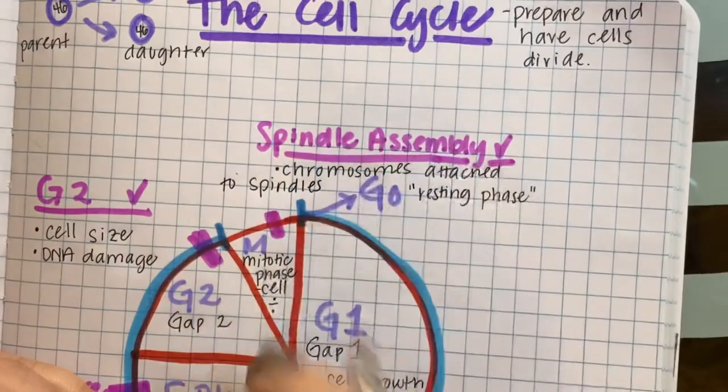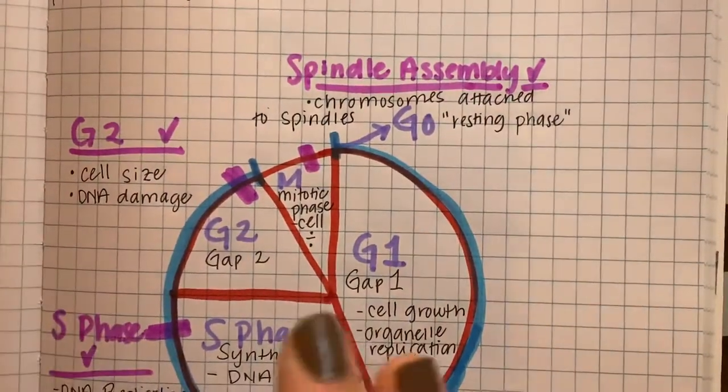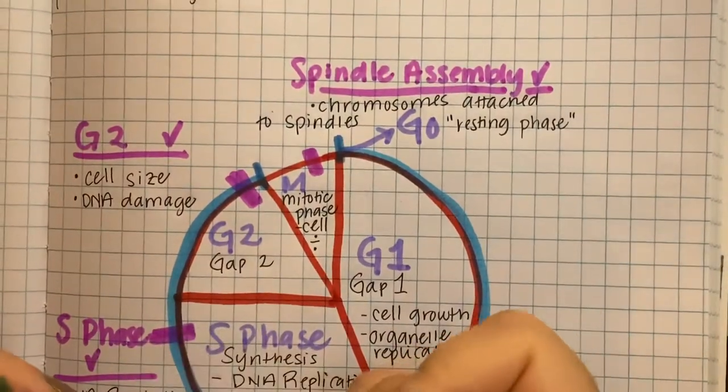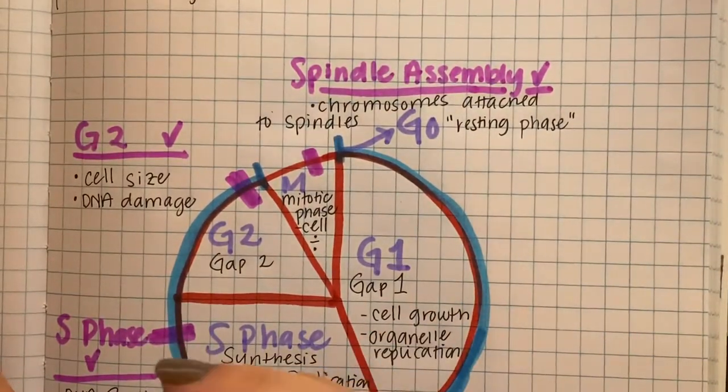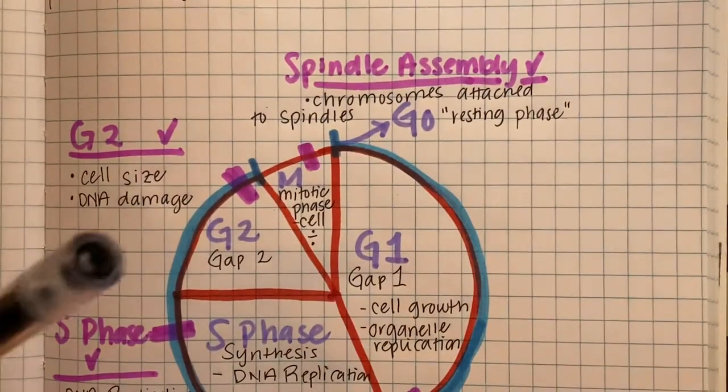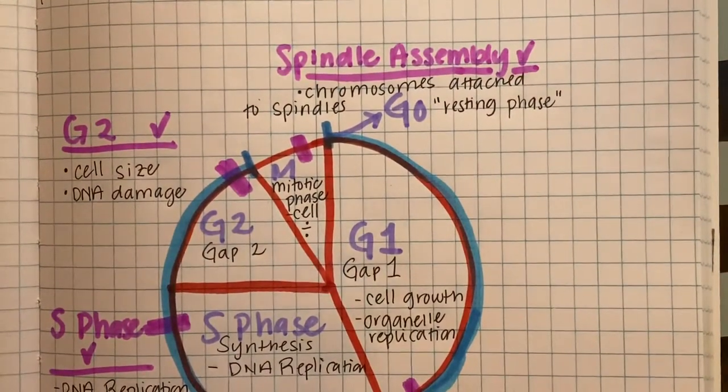If a chromosome is not attached to a spindle, the cell will either get sent to G0 or it'll just wait until the spindle attaches. And then once all the spindles are attached, it'll then move through the rest of the M phase. Okay, so those are our checkpoints.